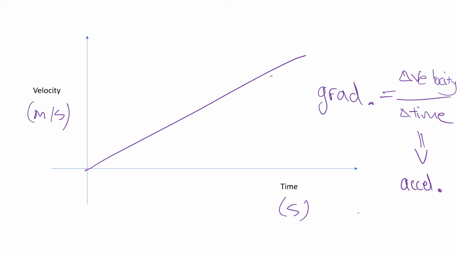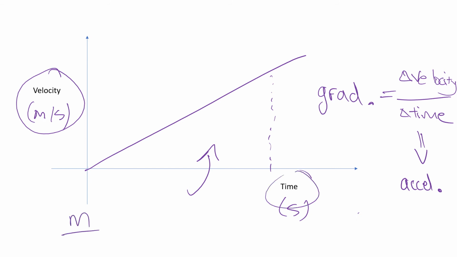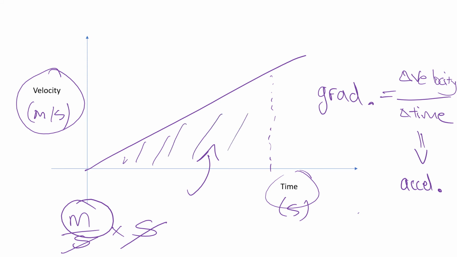Now let's work out the area under the graph. If I was to work out this area, I would have to multiply velocity by time. So if I multiply velocity, meters per second, times time, you'll notice that the seconds cancel out and I'm left with just meters. So that means if I work out the area under a velocity time graph, then I'm actually working out the displacement.